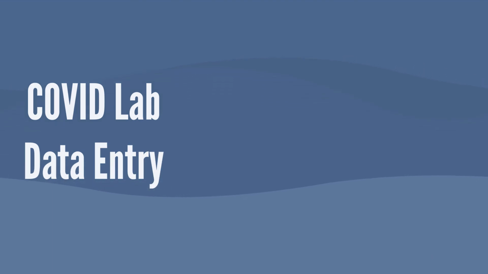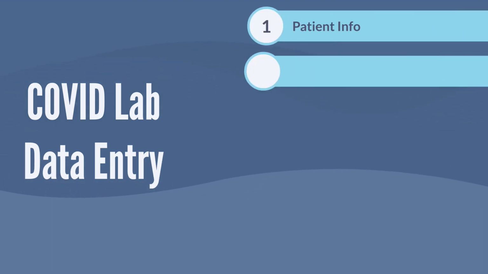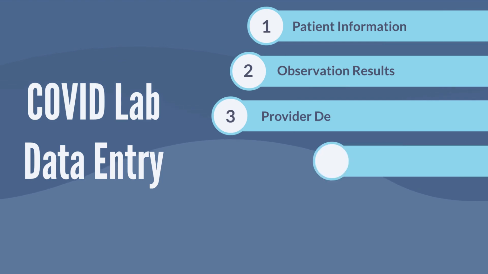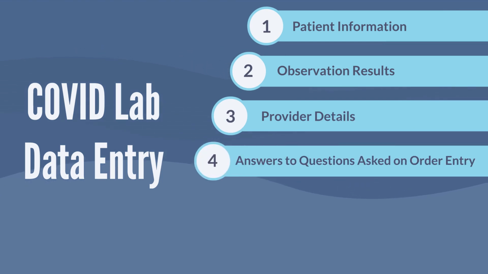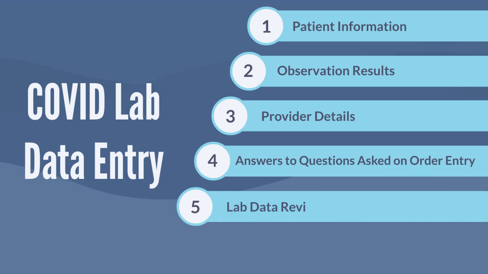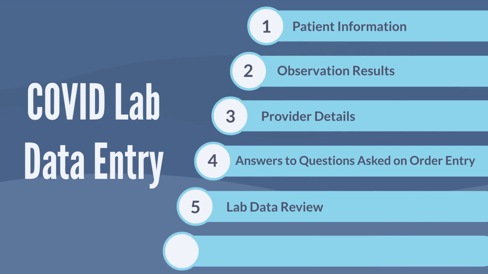COVID lab data entry is a 6-step process where you enter patient information, observation results, provider details, and answers to specific questions asked on order entry. The lab data review screen requires you to review the accuracy of the information you've entered. The final step is submitting the COVID-19 lab data entry.